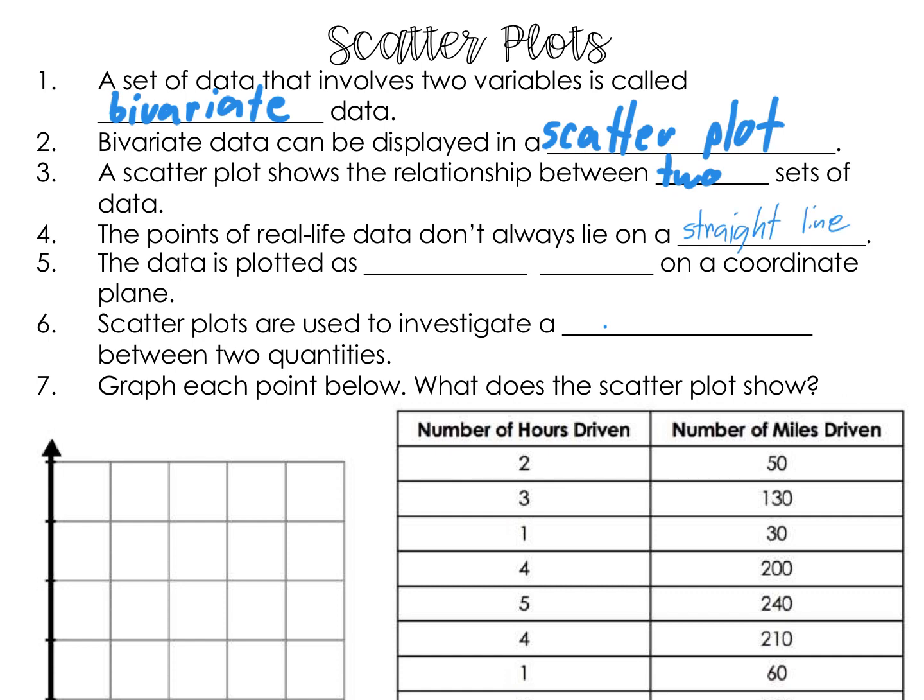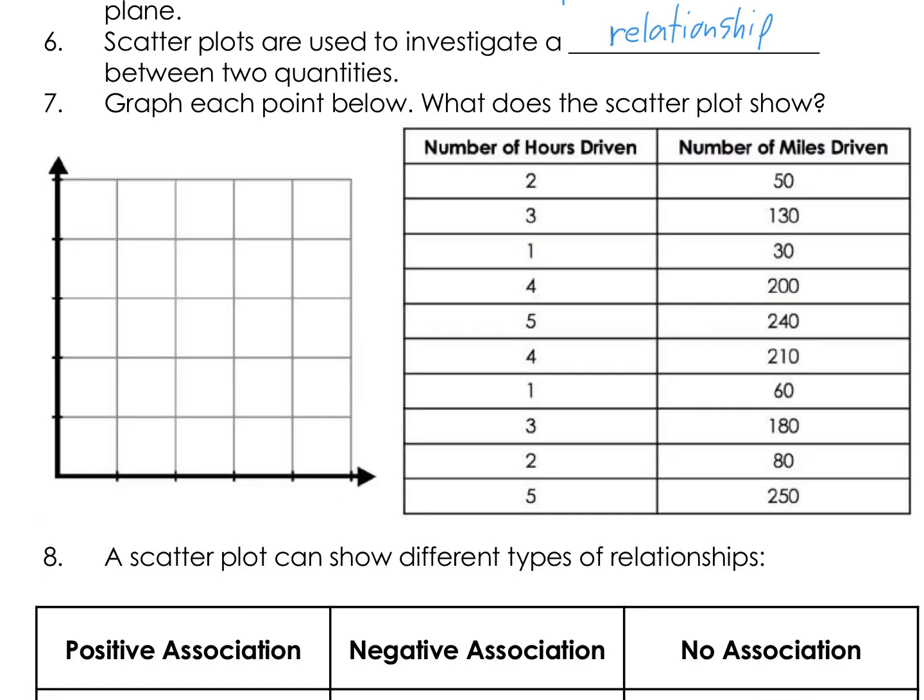The points of real-life data don't always lie on a line. The data is plotted as ordered pairs on a coordinate plane. Scatterplots are used to investigate a relationship between two quantities. So let's try making a scatterplot using the bivariate data below.